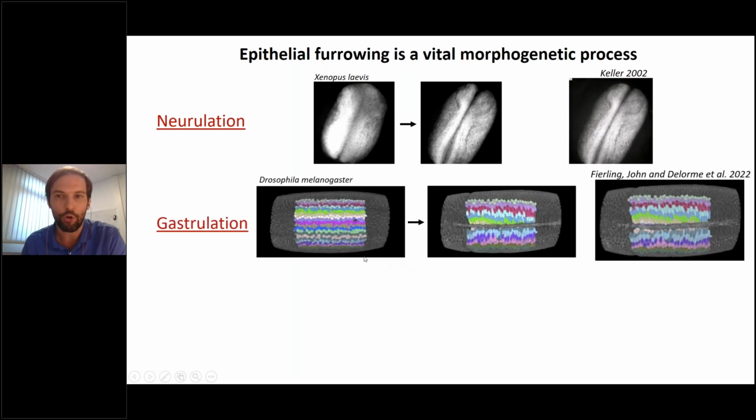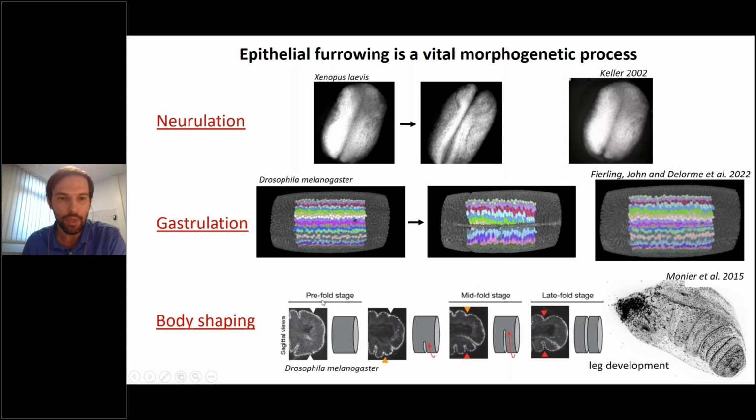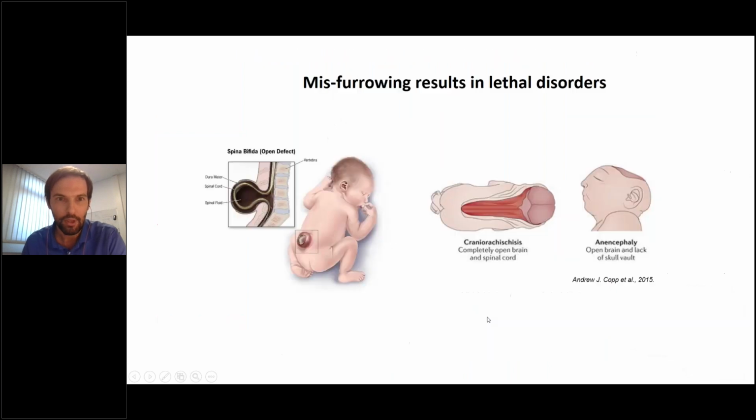We also have furrowing during embryo gastrulation. This is an example taken from the Drosophila melanogaster. And again from Drosophila, furrowing is also the shaping of the body. So this is the first future leg of the Drosophila, and you will see that furrowing allows creating segments along the leg. Furrowing is also interesting because misfurrowing leads to lethal or severe diseases like spina bifida. This is quite known, but there are also more severe ones like craniorachischisis and anencephaly.